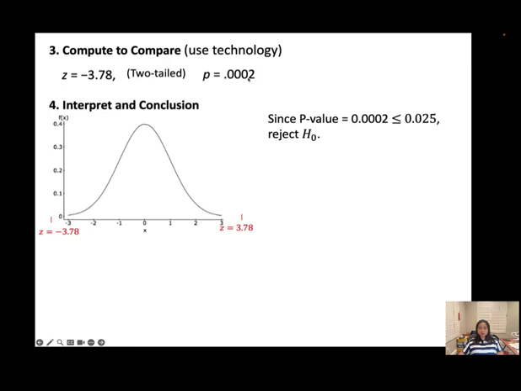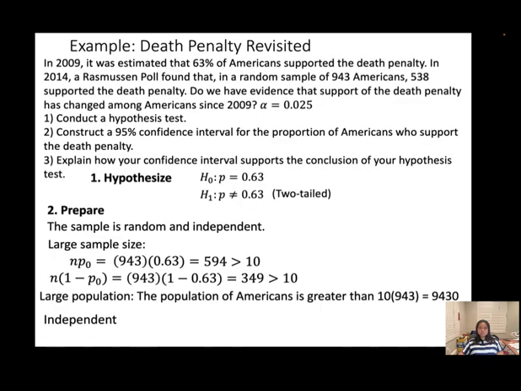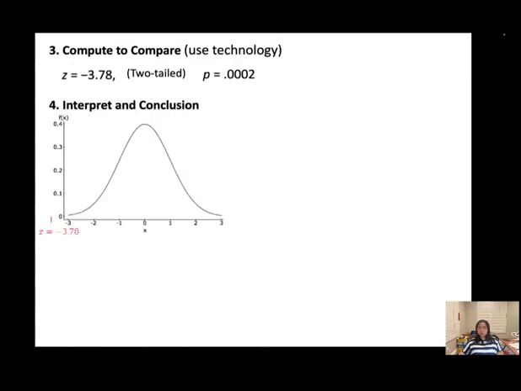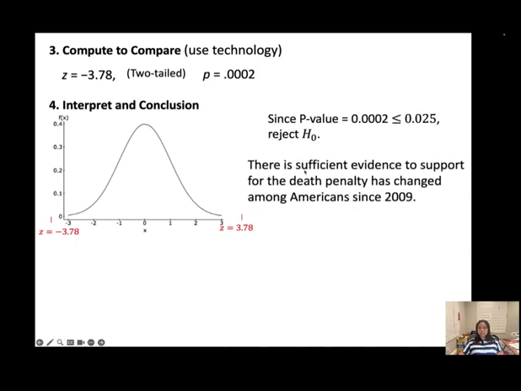So we compare the p-value with the significance level. It's a really, really small p-value, so we reject the null hypothesis. That means we believe that the population proportion is not equal to 0.63. That will be our conclusion here: there is sufficient evidence to support that support for the death penalty has changed among Americans since 2009. One more time, we reject the null hypothesis, so we believe the alternate hypothesis is true.